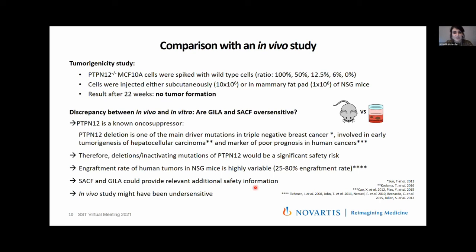But then we looked at the literature and we found that PTPN12 is one of the main driver mutations in triple-negative breast cancer. It is involved in tumorigenesis of hepatocellular carcinoma, and it's a marker of poor prognosis in human cancers. So you could say that PTPN12 deletion is a significant safety risk. And considering that the engraftment rate of human tumors in NSG mice is highly variable, in this case, the soft agar and the GILA could provide relevant safety information that would have been otherwise missed. And probably in this case, the in vivo study might have been undersensitive.